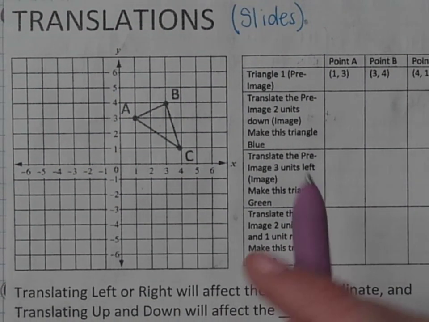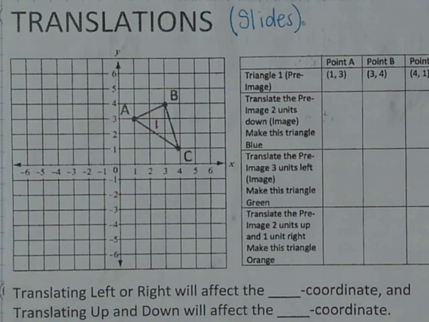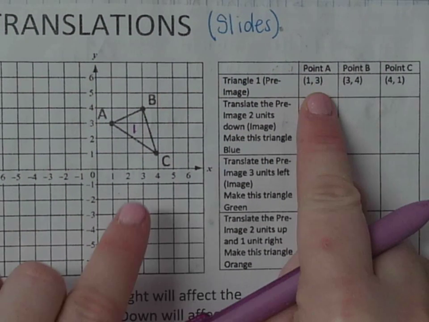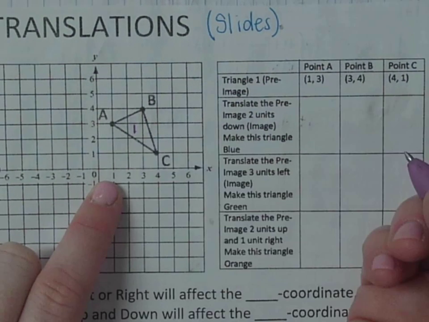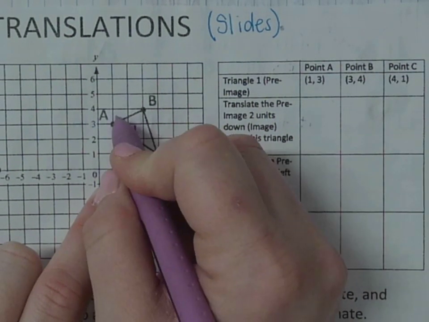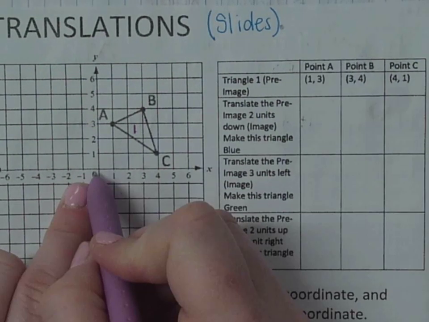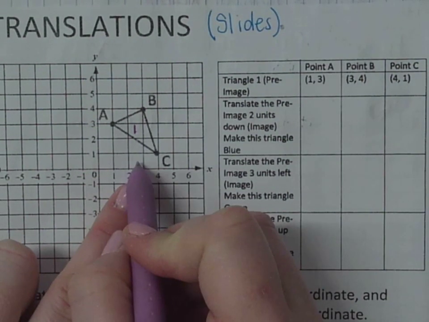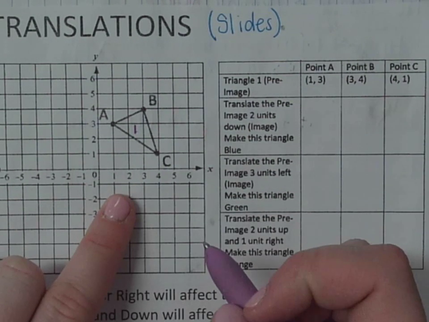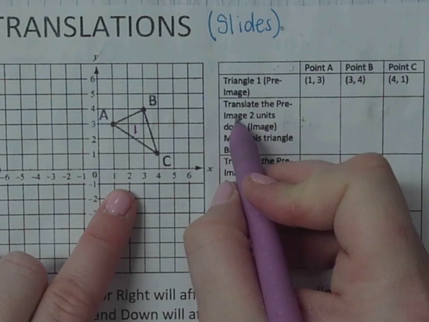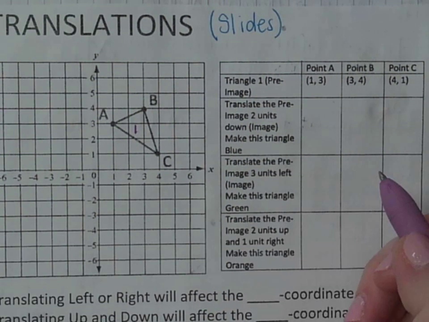Okay, so notice this is triangle 1, so we're going to label this triangle 1. And notice the points are at 1, 3, so point A is at 1, 3. Remember, move along the X, then the Y. Then point B is 3, 4, so I'd move along the X-axis 3, and then up 4, and then point C is 4, 1. All right, so now translate the preimage 2 units down, and that will make the image.